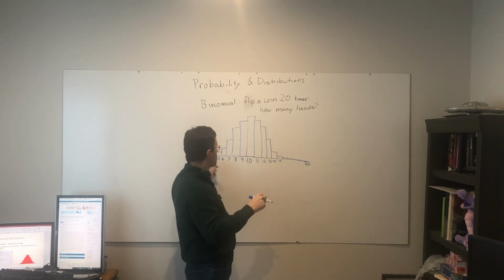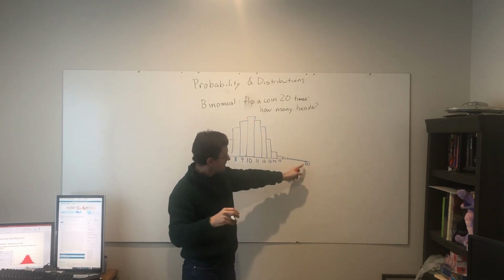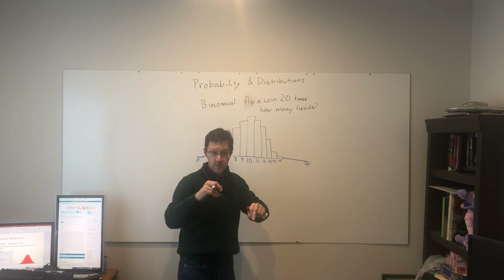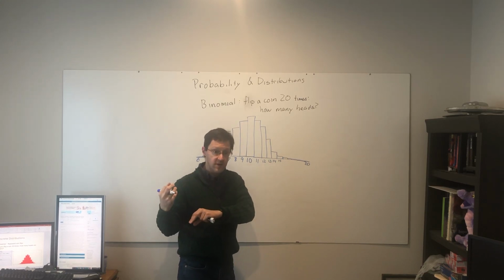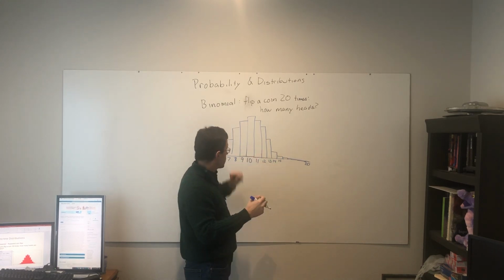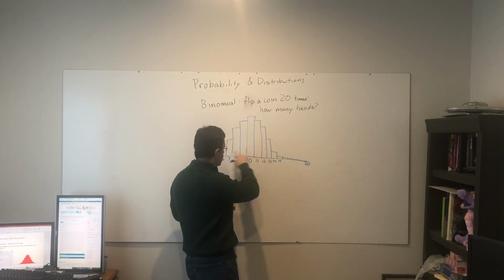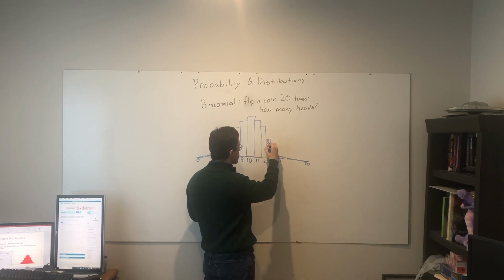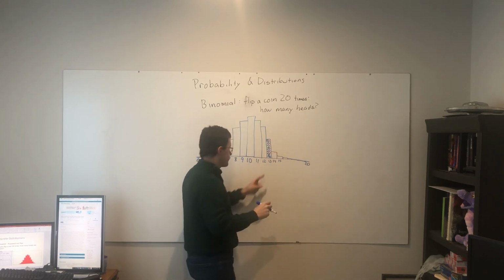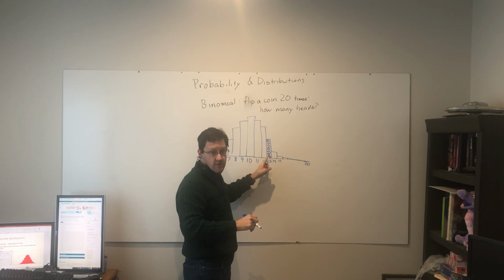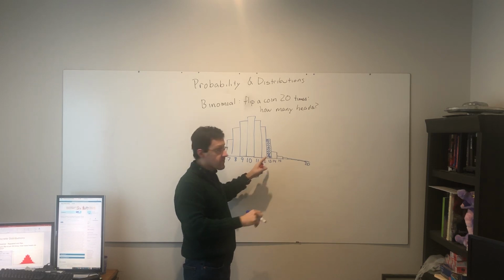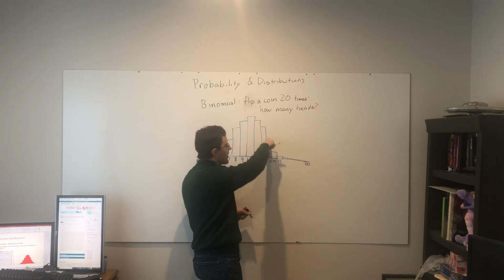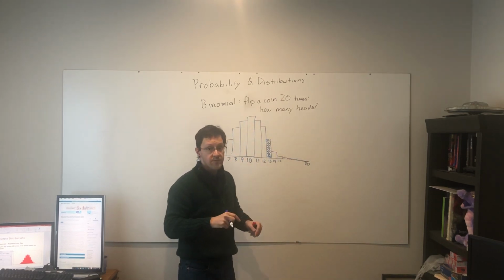This distribution has a step pattern because it's discrete. The ones I drew before would be for continuous data. And I can then say the probability of getting 13 heads is the area of this bar, as a proportion of the whole area under this distribution.